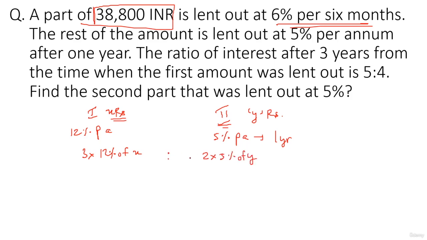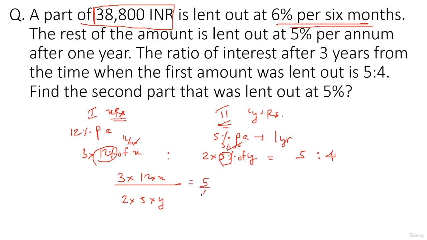This ratio is given to us in the question as 5:4. So what you can now do is simply write 3 into 12 into X. I know 12% is 12 upon 100, but 5% is also 5 upon 100, so the 100 will cancel. Are we understanding this? This 12% is nothing but 12 by 100, and the 5% also is 5 by 100. So when you divide these two, the upon 100 cancels on its own, right? So no need to write it. So 3 into 12 into X divided by 2 into 5 into Y is given to you as 5:4.